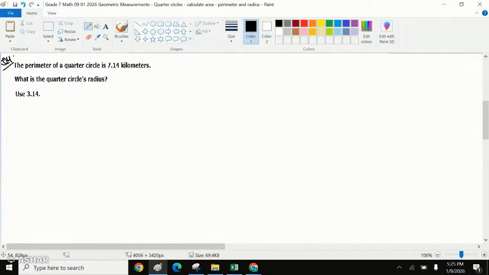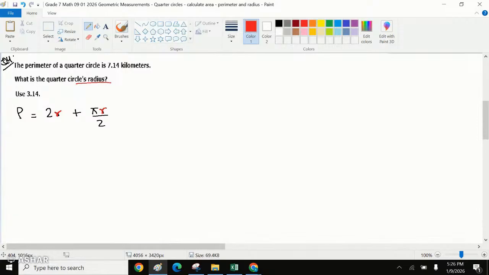So we know that the formula for the perimeter was 2 lengths of radius plus pi r divided by 2. Agreed? And what do we need to find over here? We need to find the radius. We do not need to find the perimeter. We need to find the radius, and there is a repetition of radius, right?